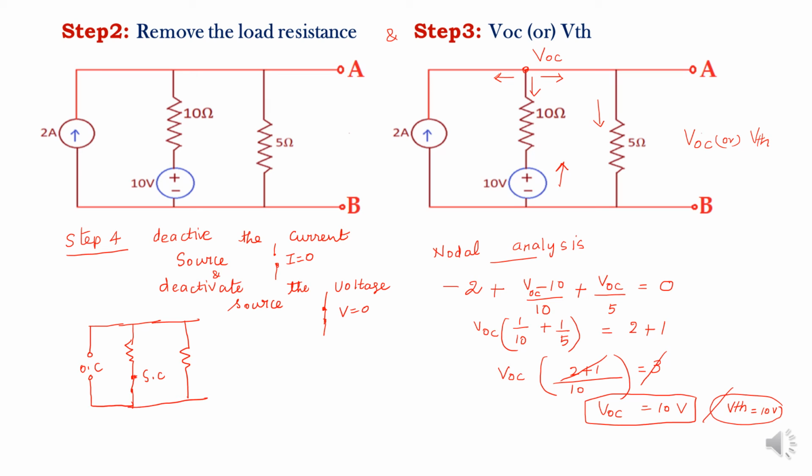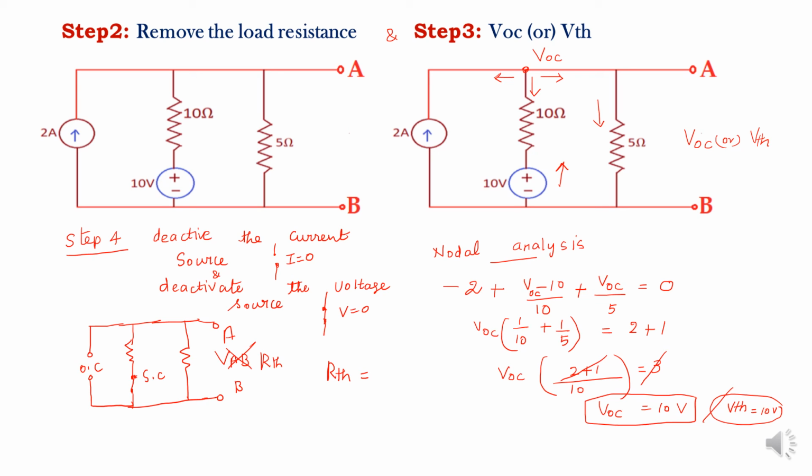Here the 5 ohm resistance is connected in parallel, and here what is the voltage? AB, that is VAB. Okay, now what do I have to do? Here the resistance, here the resistance. How to find out RTH? Here we are going to find out RThevenin.